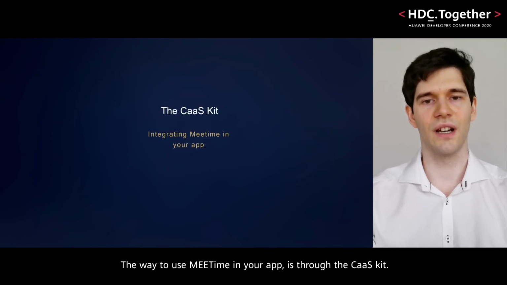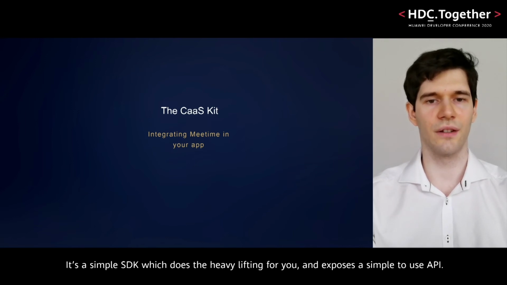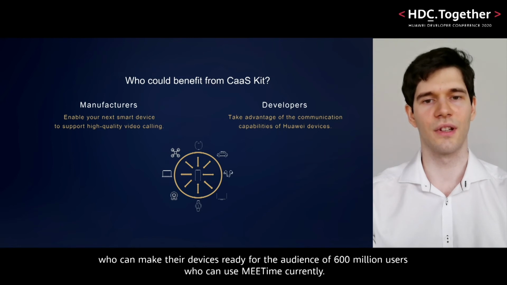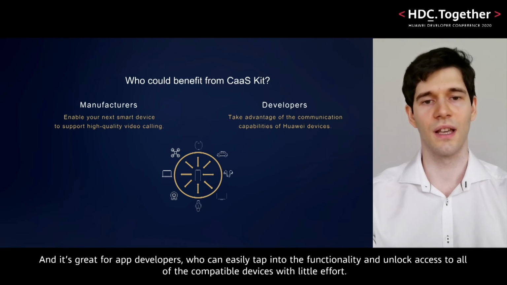The way to use MeTime in your app is through the Caas Kit. It's a simple SDK which does the heavy lifting for you and exposes a simple-to-use API. Caas Kit is great both for smart device manufacturers, who can make their devices ready for the audience of 600 million users who can use MeTime currently, and for app developers, who can easily tap into the functionality and unlock access to all of the compatible devices with little effort.